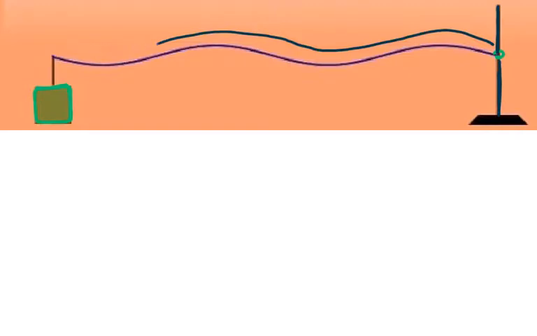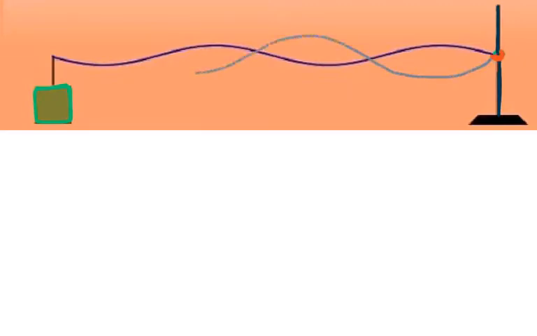However, if the handle right here is fixed and cannot move, then when the wave is reflected, it will be reflected with a 180 degree shift. So it's going to go like this. And when such a wave is reflected, a standing wave occurs.